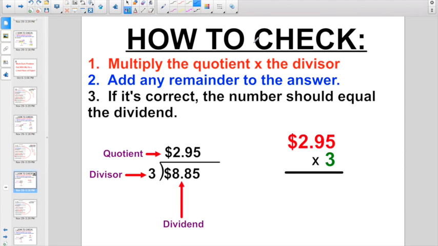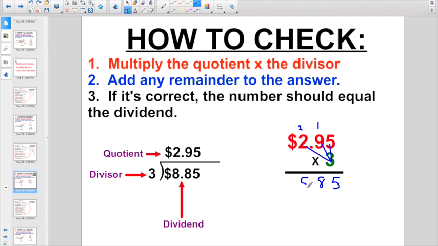All right, but what if they were asking us how to check? Remember, division and multiplication are inverse operations. If I'm checking a dividing problem, I'm going to do the opposite sign and multiply. I'm going to start off multiplying the quotient times the divisor, my answer times the number outside the box. So 3 times 5, that's 15. I'll write down my 5 and I'm going to carry my 1. Then 3 times 9 is 27 plus 1 more. Hey, that's 28. So I'm going to write down my 8 and carry my 2.